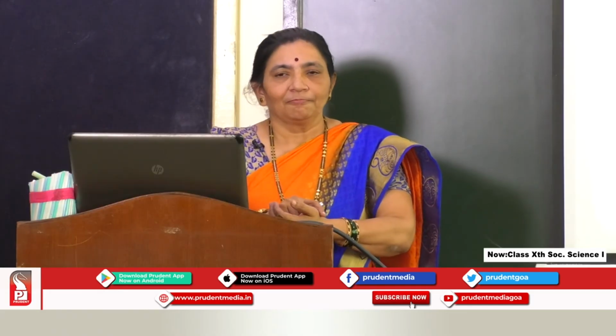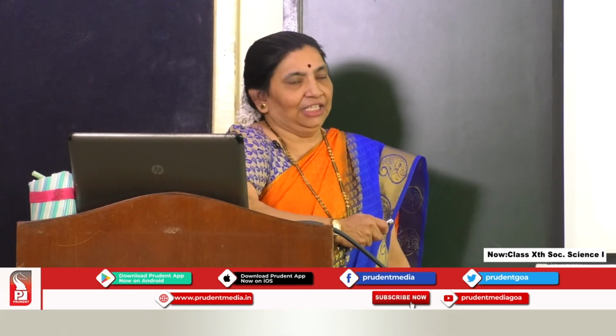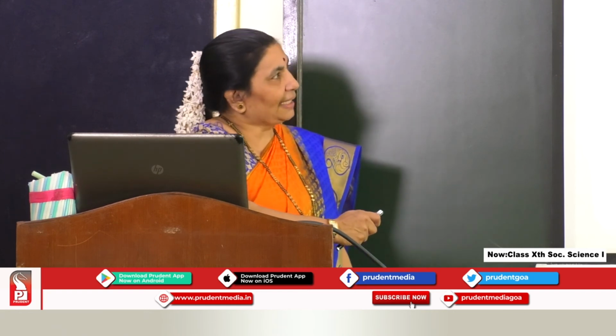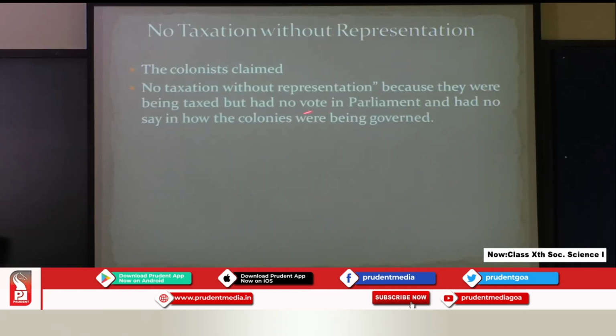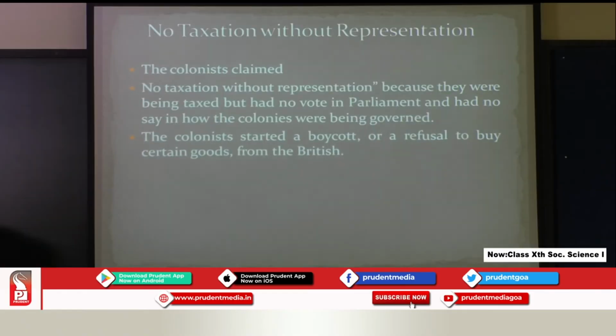See students, once again you all can see here, the colonies claimed no taxation without representation because they were being taxed but had no vote in Parliament and no say in how the colonies would be governed. So the Britishers would govern them as they wanted. Then, what did the people do? They boycotted the British goods. They started refusing to pay any taxes.